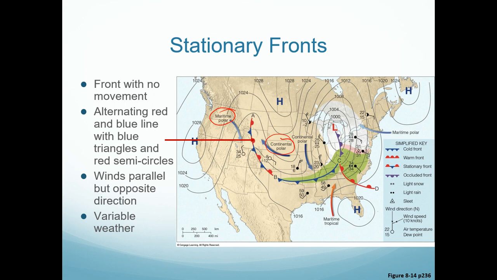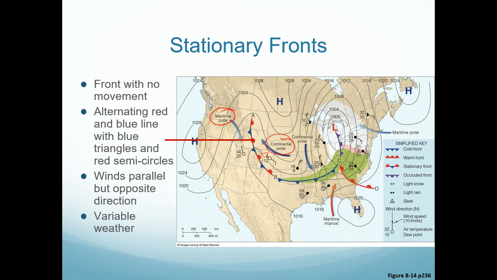Now, the blue triangles indicate the direction the colder air is trying to move. So in this case, the colder air is trying to move to the southwest. And the red circles are pointing the direction the warmer air wants to move. So in this case, the warmer air wants to move to the northeast.